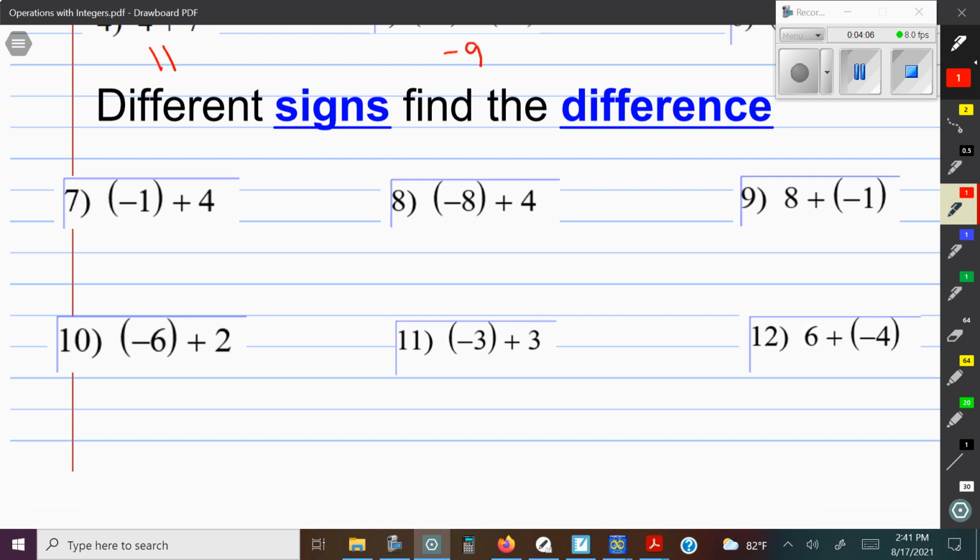So you got negative 1 and positive 4. The 1 is negative, the 4 is positive. You find the difference. The difference between the two is 3. 4 minus 1 is 3. But since the 4 has the biggest absolute value, and I'm just going to say the bigger number from here on out, since 4 is bigger and it's positive, we leave it as positive.